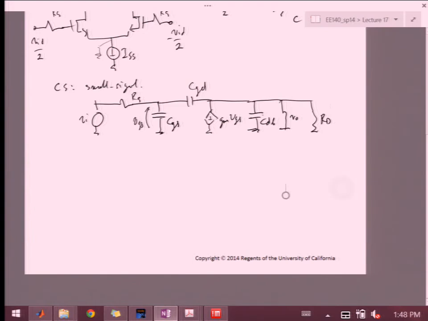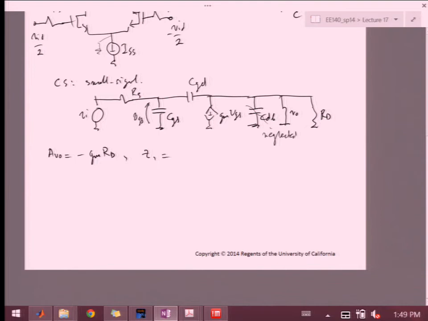Now, when we did the analysis, we also neglected CDB. And then what we were getting is that the DC gain was pretty much minus GMRD. It would be in parallel with R0, but it doesn't really matter. This circuit, as we'll see later when I derive it a little bit more exactly, would have a right half plane zero that will be GM over CGD. Okay?